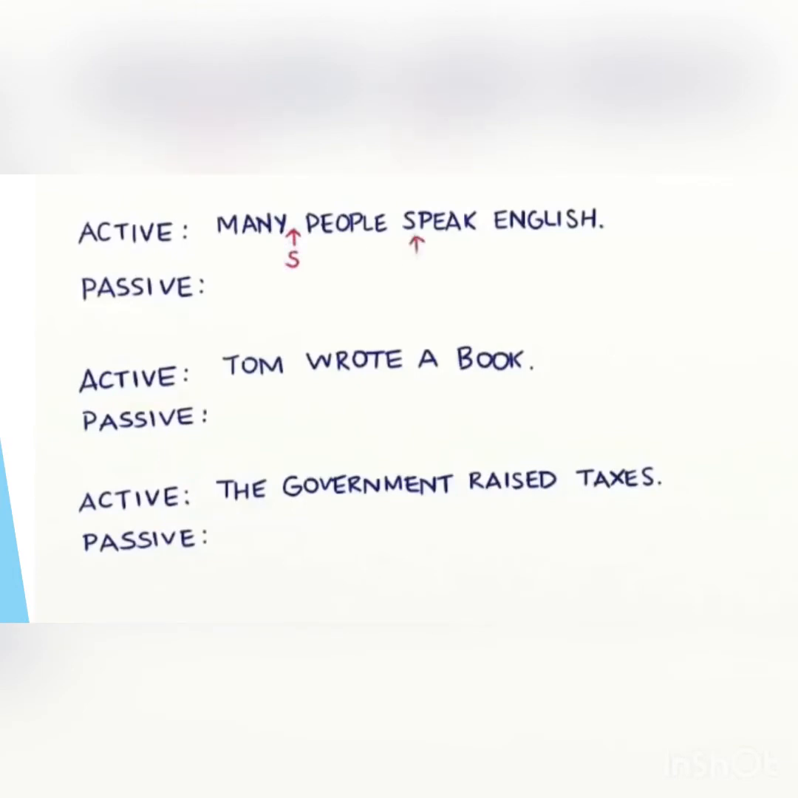Let's practice. In this active sentence, many people is the subject, speak is the verb, and English is the object. To change this to passive voice, we put the object first, followed by is, then the past participle of speak, which is spoken, then by, then the subject, many people.